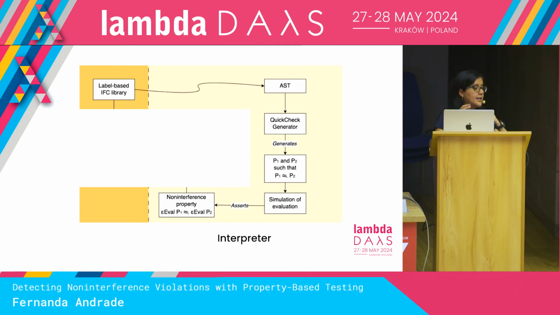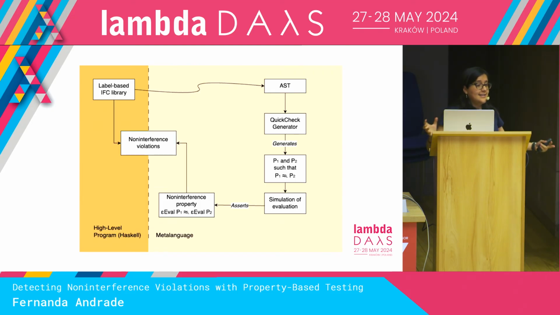remain equivalent after evaluating these programs. And in order to evaluate these programs, we create an interpreter because we are in the meta language level. And with this, we can see whether the non-interference property holds or not. And this can pinpoint exactly an error in the Haskell library. So we go from the meta language, from the Lambda terms, to the actual library.